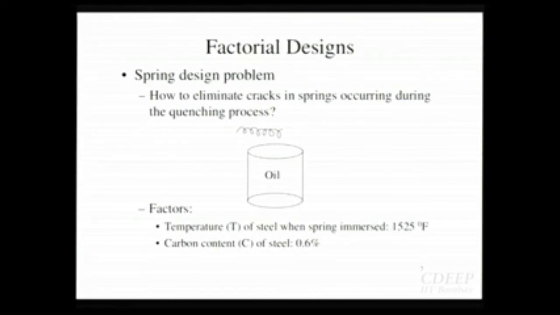So they can vary these two parameters, these two variables, and the response for them is the percentage of springs that crack. Let's say they're looking at 100 springs manufactured in one batch. What percent of those cracked? That's their response variable, which they want to minimize.